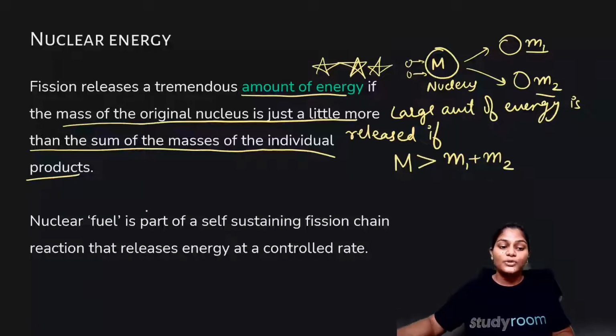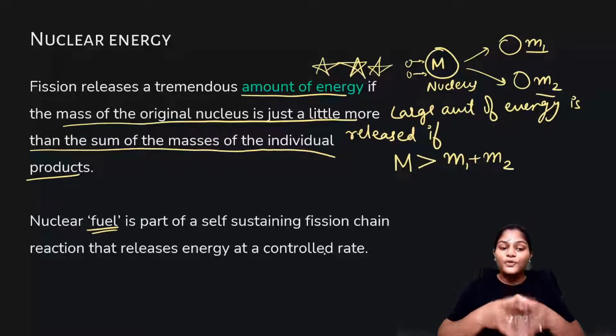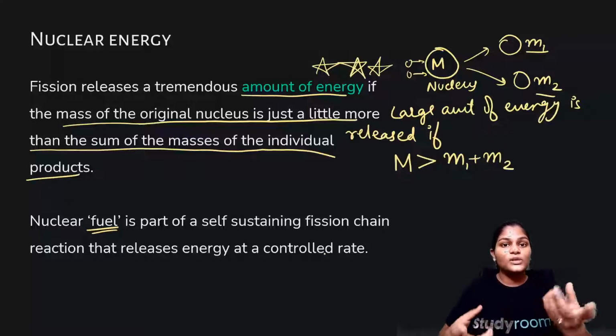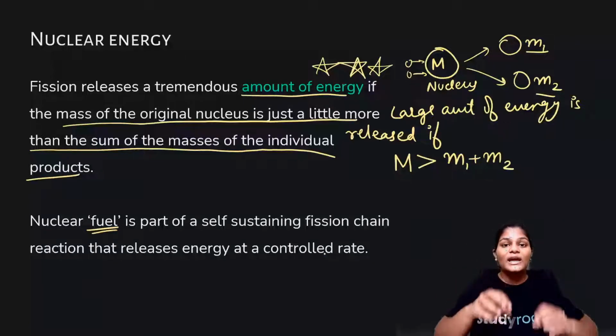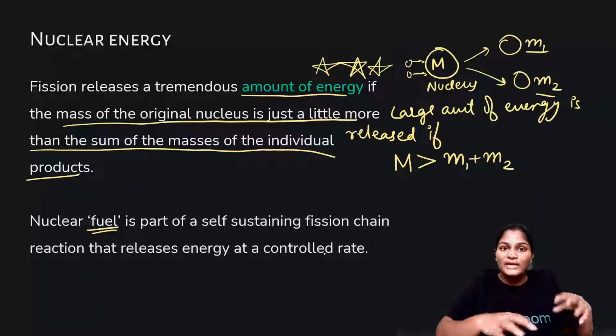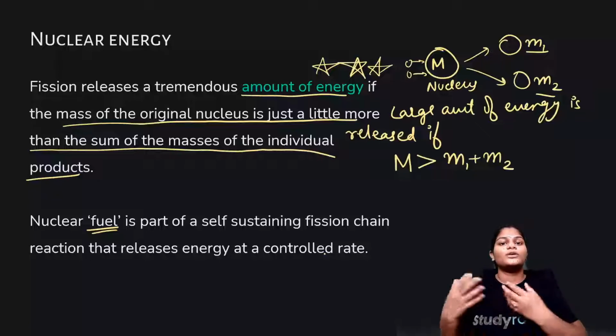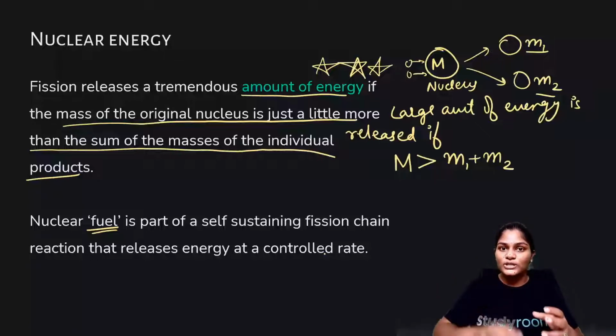Okay. Nuclear fuel is part of a self-sustaining fission chain reaction that releases energy at a controlled rate. That means, what happens when nuclear fuel is used? This fission process doesn't just go on once. It keeps on going. It's a chain of events that keep happening, and thus a lot of energy is released at a controlled rate. Okay.